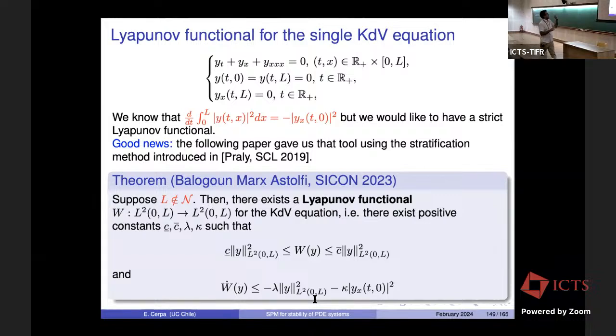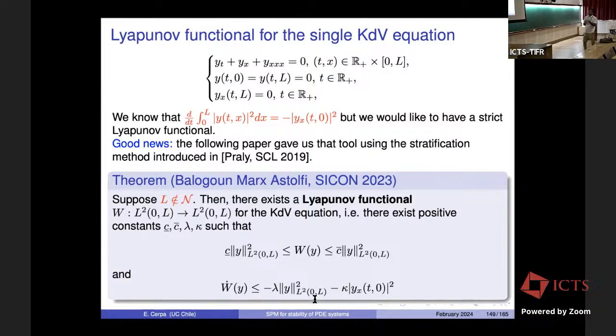And in fact, there is a mistake here that I have to correct. It's not a stratification, it's a strictification, in the sense that it's a method to transform a weak Lyapunov function into a strict Lyapunov function. So it's a strictification, not a stratification.